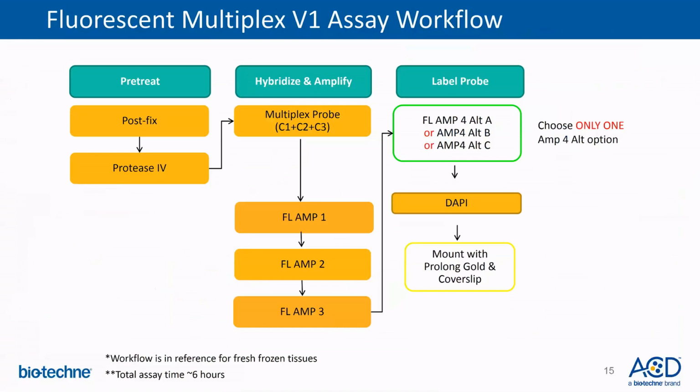Finally, you will label the probe using AMP4 Alt A, B, or C. Please note, for the V1 assay, you have to choose only one of the AMP4 Alt options, meaning you will choose either AMP4 Alt A or B or C. Following the AMP4 Alt incubation, you will stain the nuclei with DAPI, mount with ProLong Gold, and coverslip.